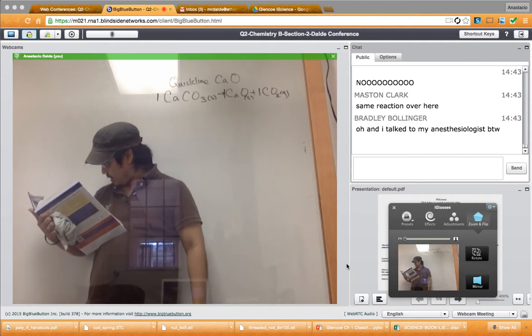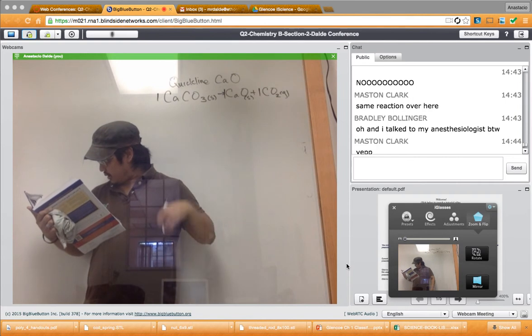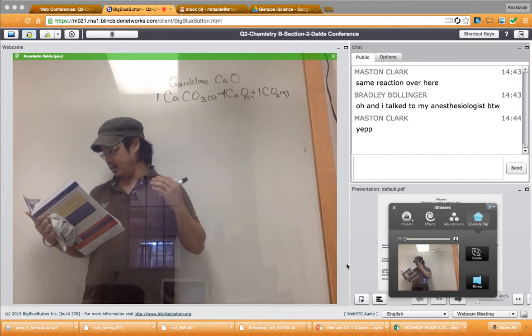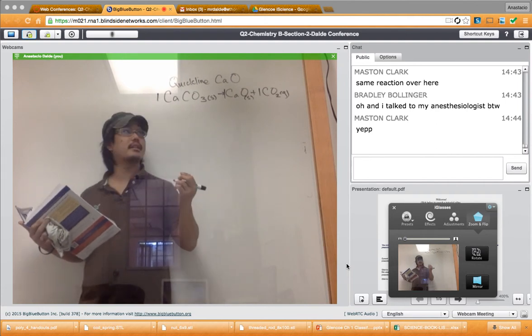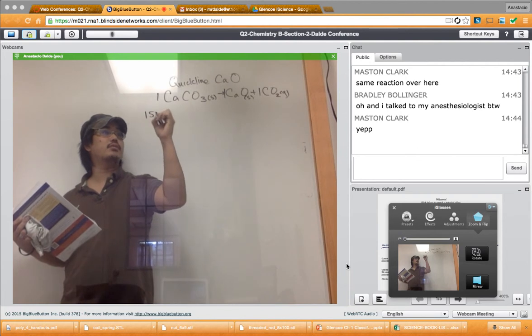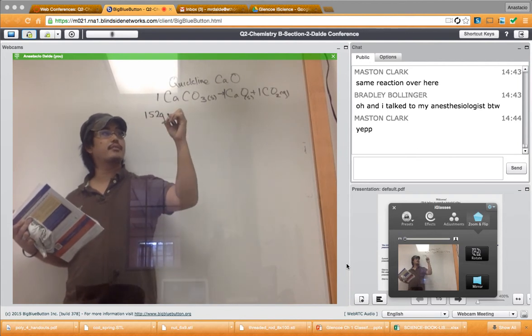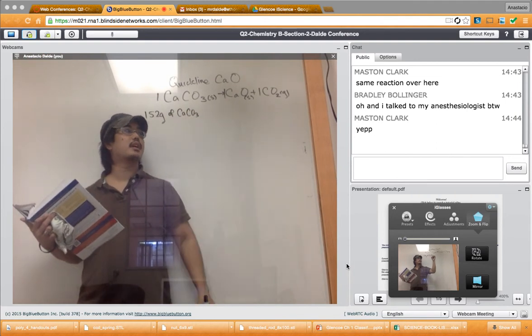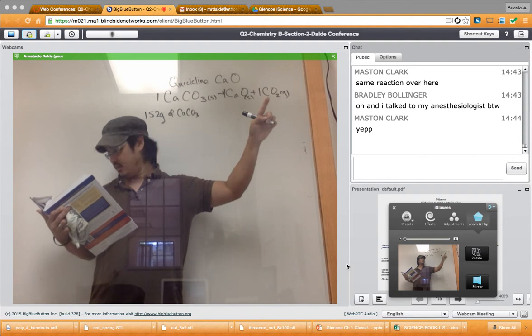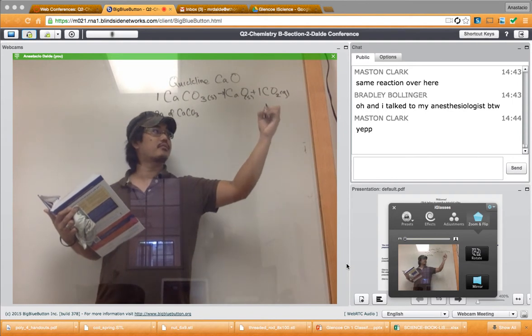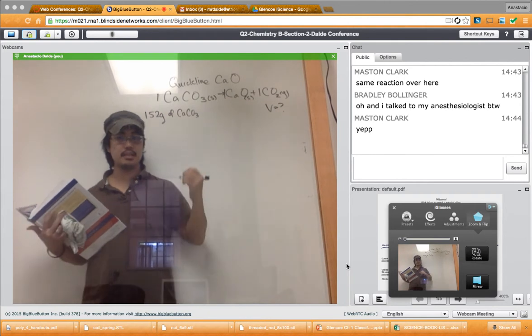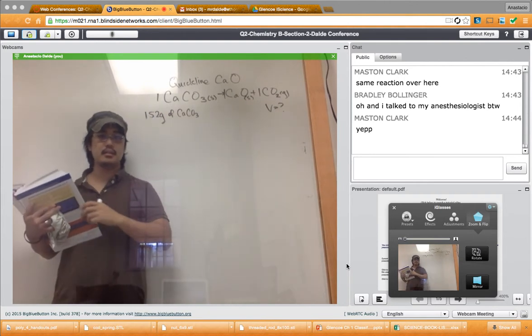All right, so now the question is, calculate the volume of CO2 produced if 152 grams of calcium carbonate were reacted. So I have 152 grams of this stuff, and I want to figure out how much volume of that stuff I have. Does that make sense? Okay.